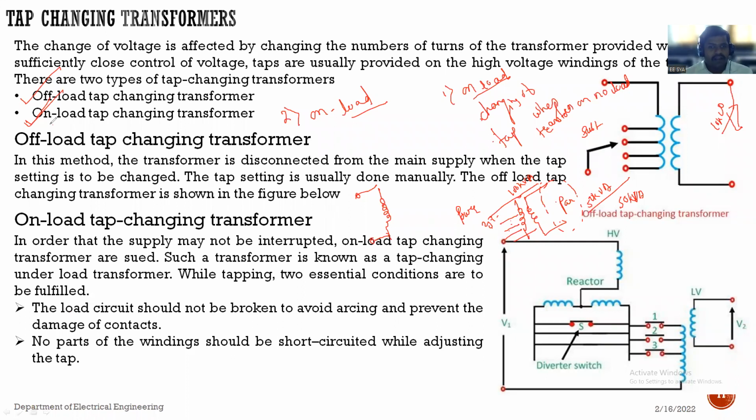ओके, and main supply, when the tap setting is to be changed, the tap setting is usually done manually. हे मॅन्युअली केले जाईल. And the offload tap changing transformer is shown in figure. फिगर मध्ये जो दाखवलेला आहे हा ऑफलोड टॅप चेंजिंग ट्रान्सफॉर्मर आहे. फर्स्ट वन, पहिला जो आहे तो ऑफलोड टॅप चेंजिंग ट्रान्सफॉर्मर. ओके, नाउ ऑफलोड म्हणजे ऑल ऑफ यू अंडरस्टूड नो?